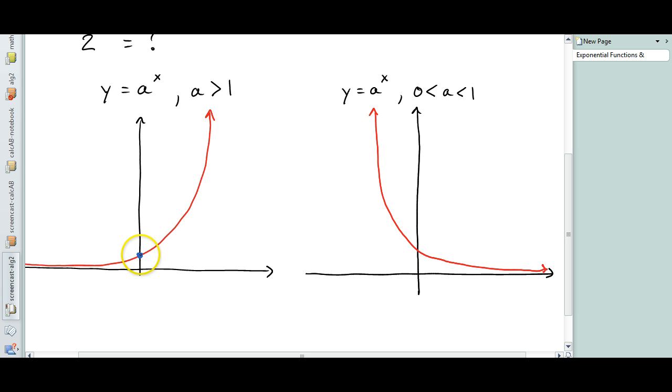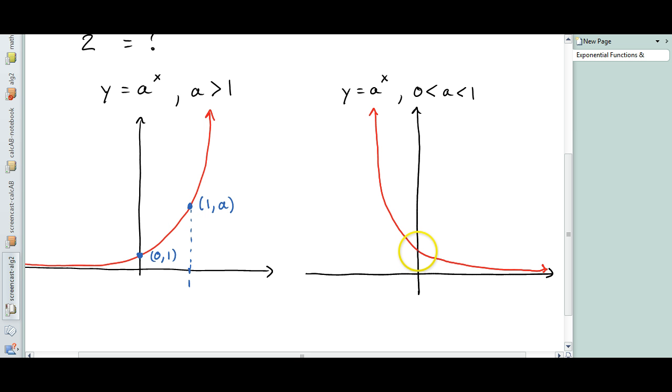That's the point when the input is 0, the output is always 1. So this is the point (0, 1). And then if the input is 1, well, a to the 1 is a, so this is the point (1, a). Now, if you're dealing with a nice base like 2 or 3, you can plot more points, and I would expect you to plot as many points as you can, but at least you should be plotting these two.